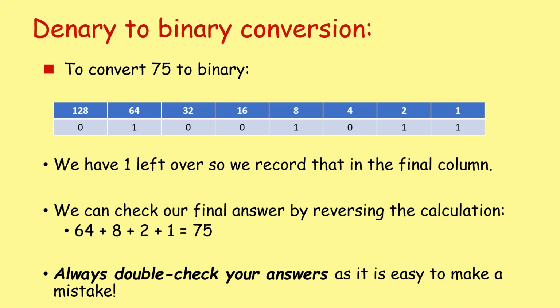We can, of course, double check that this is correct and that we haven't made a silly mistake by reversing the calculation. So we can look at that and go, right, what have I written down here? I've said we've got a 64 and an 8 and a 2 and a 1, so I can add all those together. So 64 plus 8 plus 2 plus 1, does that give us the right number? Yes, it gives us 75. That was the number we were trying to convert. So I've reversed that calculation, and I know now that I have the right answer.